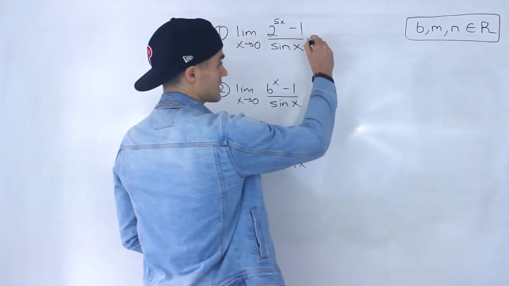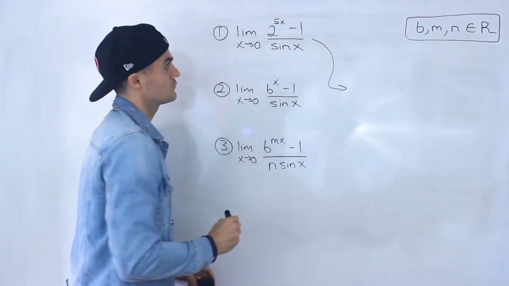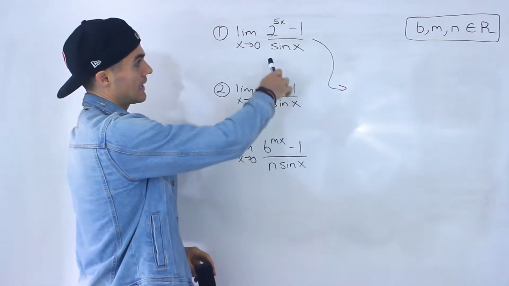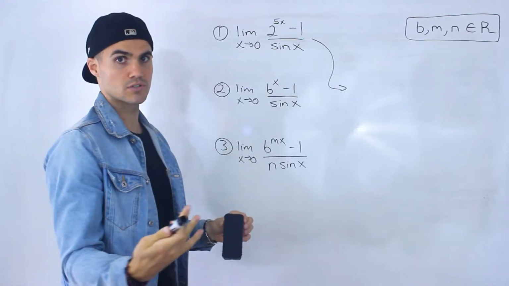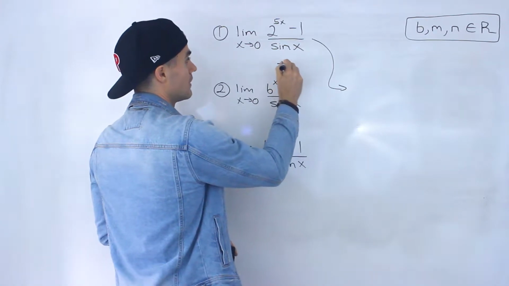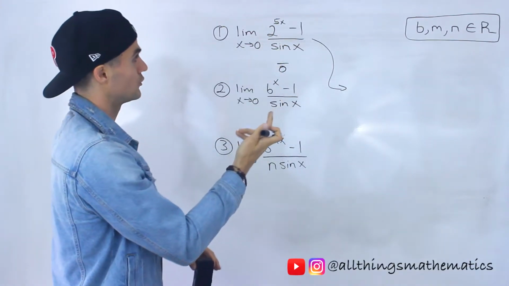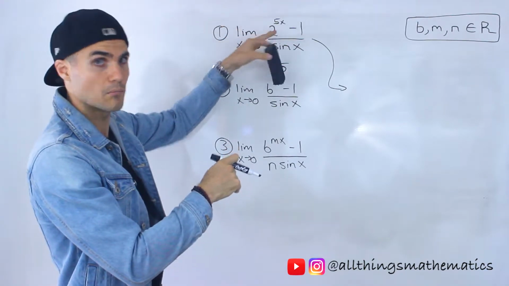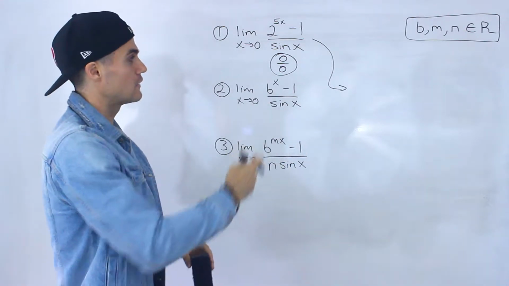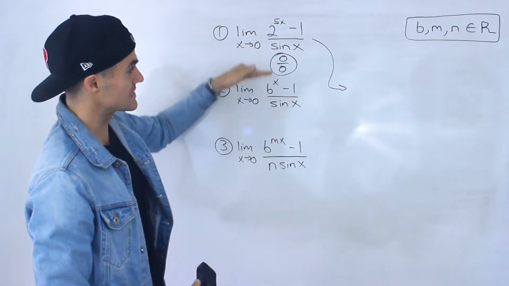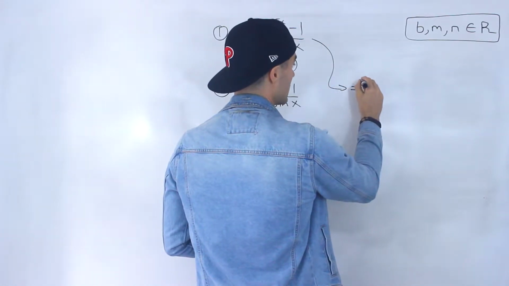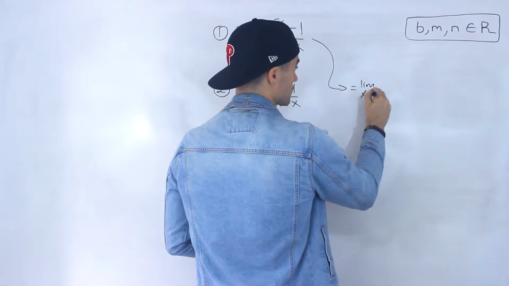So let's start with this first limit. We got the limit as x approaches 0 of 2 to the power of 5x minus 1 over sine x. So first thing to notice is we can't do a direct substitution. If we plug in 0 for x, we'll get 0 in the denominator, and 0 in the numerator, because 2 to the power of 0 is 1, minus 1 is 0. So it's in indeterminate form if you do a direct substitution. And because it's in this form, 0 over 0, we can use L'Hopital's rule.